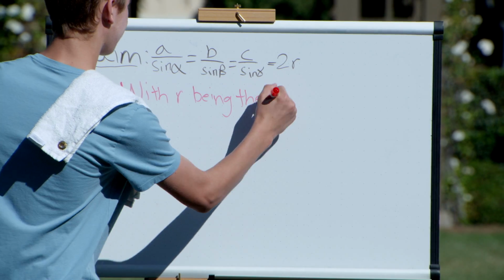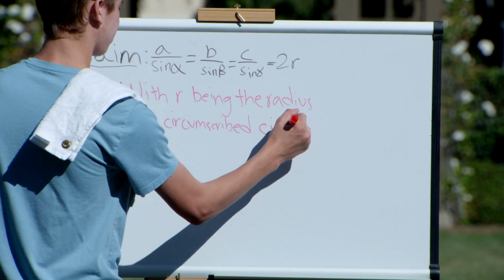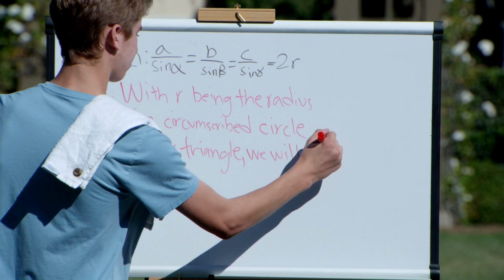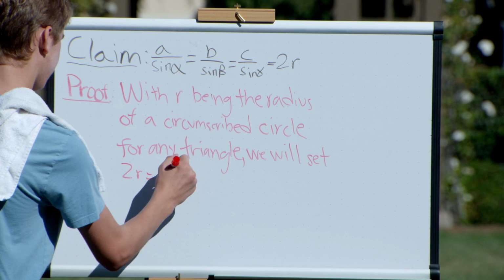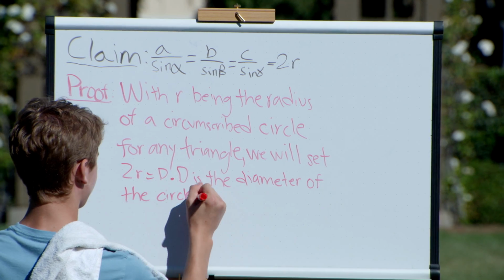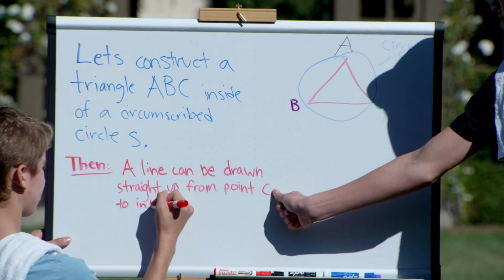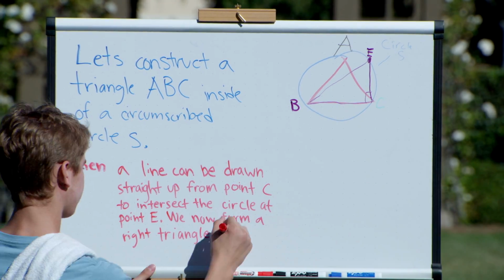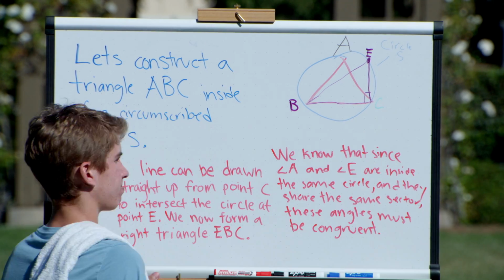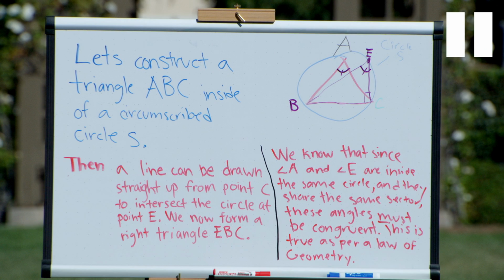The circumscribed circle of a triangle is the circle which passes through all the vertices of the triangle. So we'll set 2r equal to d, d being the diameter of the circle. We then construct an ambiguous triangle ABC inside of a circumscribed circle S. A line is drawn straight up from point C to intersect the circle at point E and form a right triangle. We also set angles alpha and epsilon congruent to each other.